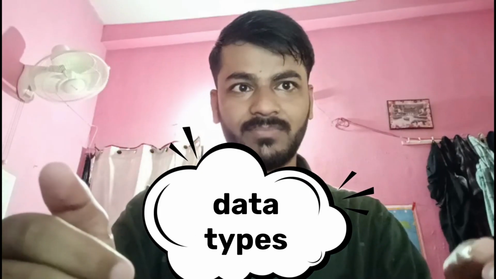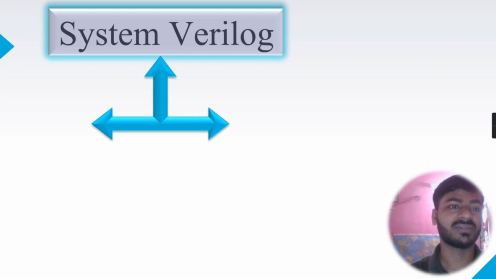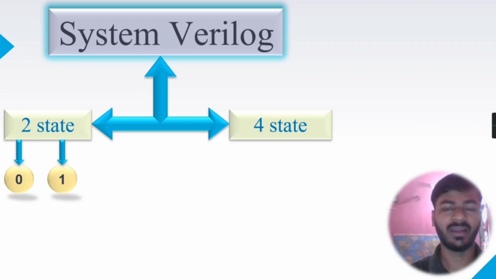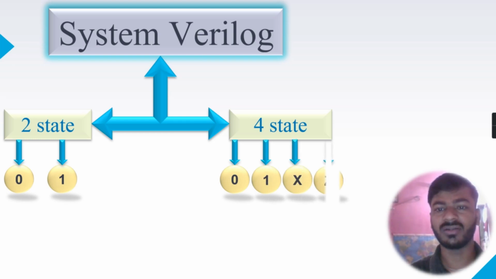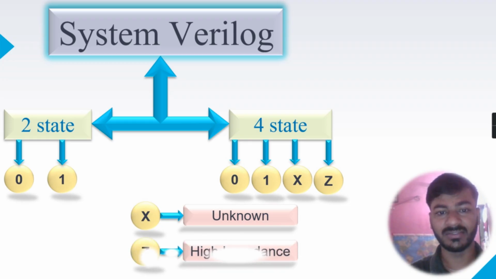So let's get started with the basic understanding of data types. In SystemVerilog or Verilog, we have two types of data types. One is two-state data types, and another is four-state data types. Two-state data types have two possibilities, either 0 or 1. Similarly, four-state data types have four possibilities: 0, 1, X, or Z. X means unknown value, and Z means high impedance.